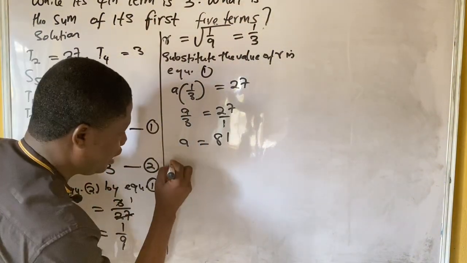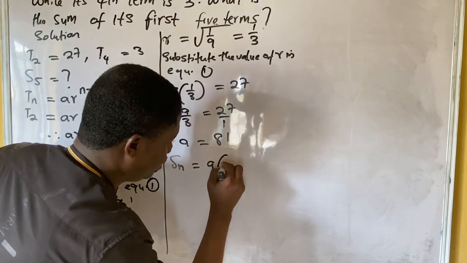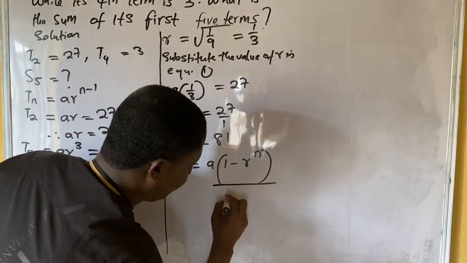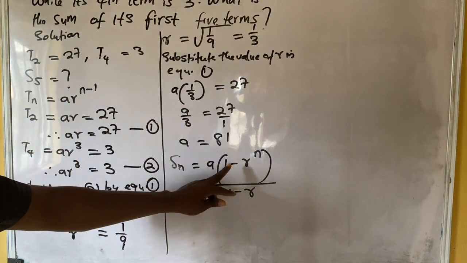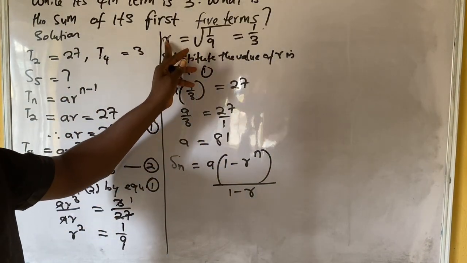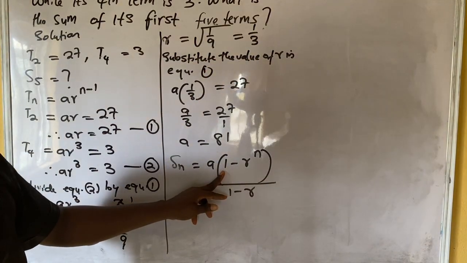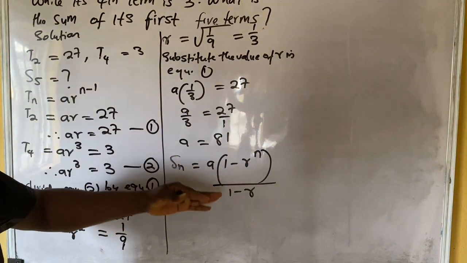From here, we can now find the sum of the first 5 terms by applying the formula that says that Sn is equal to A into bracket 1 minus R raised to the power of n, over 1 minus R, because our R is less than 1. You can see that our R, the common ratio, is 1 over 3, which is less than 1. So we apply this formula for the sum of the n terms of a GP.